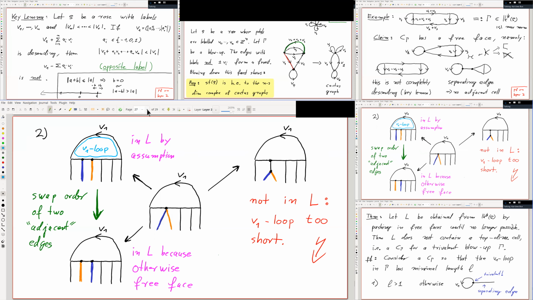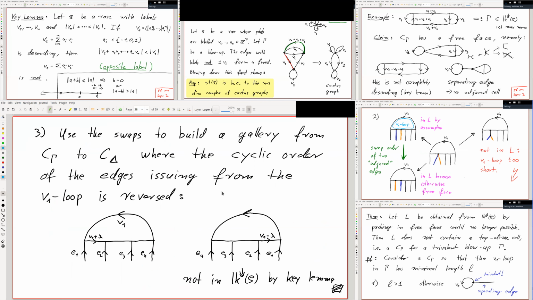Now finally, we can see how the key lemma enters this argument. I can use these swaps of adjacent edges to build a gallery from one cell to the next cell, to the next cell, to the next cell. And what I do is I use a lot of neighbor transpositions, like n choose 2, or L choose 2 for the length of the V1 loop, so that I swap the order of the feet completely. So if I have my incoming edges labeled E1 up to E4, after the transformation, I have them in the order E4 up to E1.